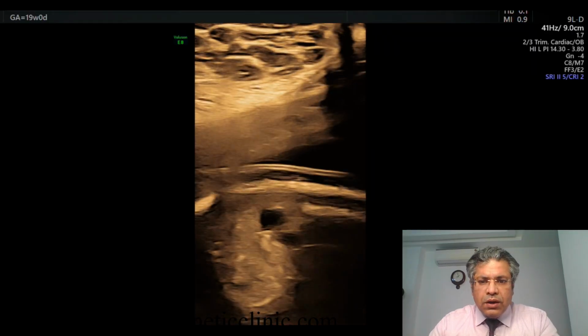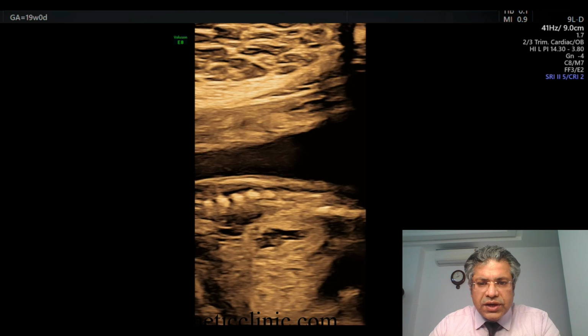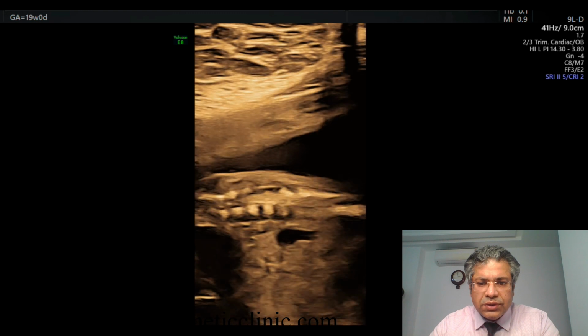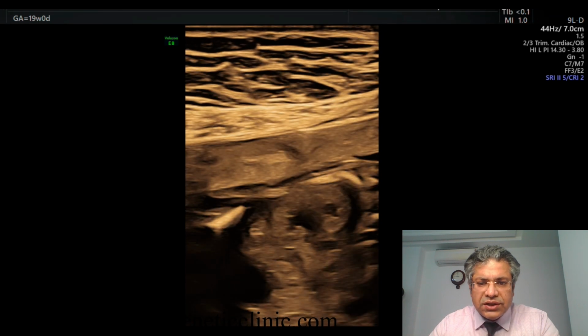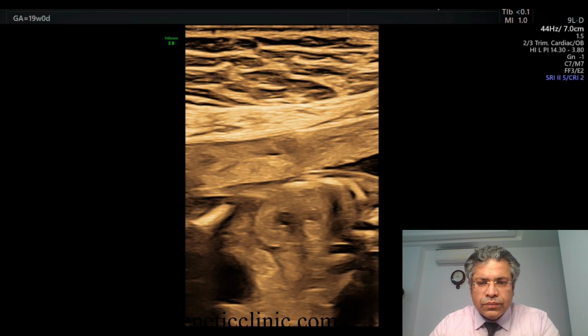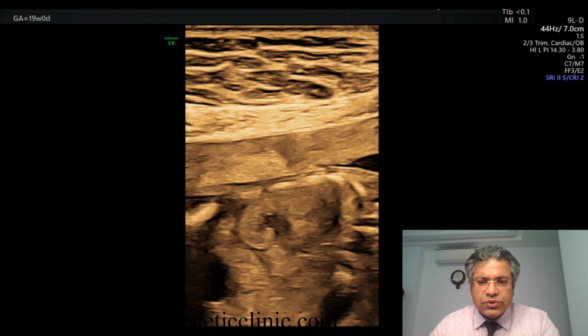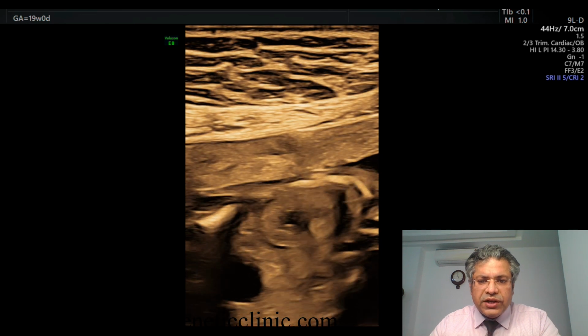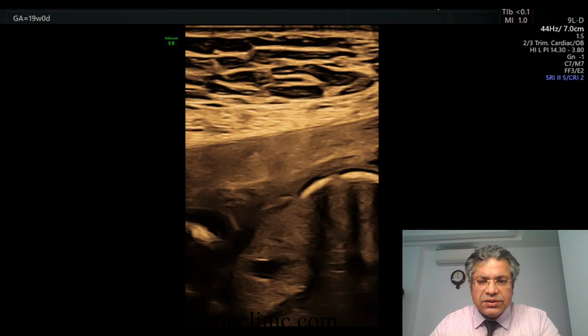Okay, so there is one case in which we will explain what we have done, how it helped us reach a conclusion, and what is the evidence suggestive of all these things. We did the anomaly scan at 19 weeks and then we were stuck with these echogenic kidneys. Okay, this is a kidney, look at it very carefully. Both the kidneys are echogenic, and the renal parenchyma is definitely echogenic. The amniotic fluid is 14.